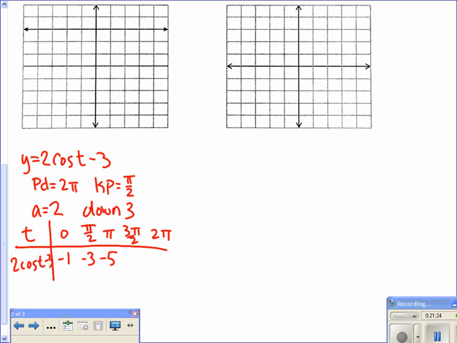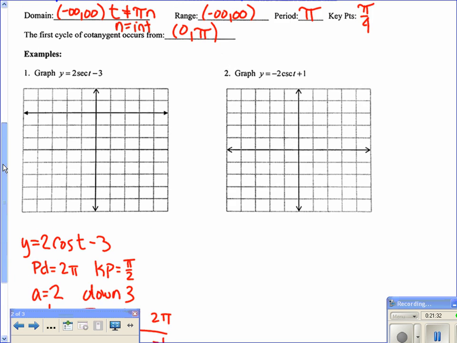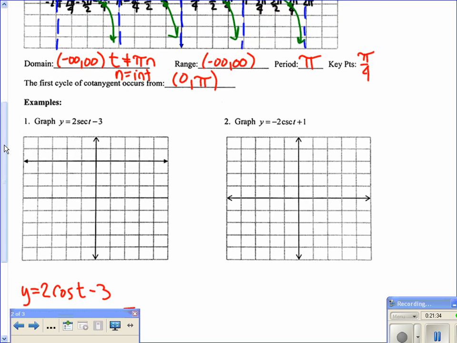If I plug in 3 pi over 2 for t, I'm going to end up with negative 3. And when I plug in 2 pi, I get negative 1. So those are the values on my graph. If I go up here, I can graph those. The first thing I want to do is always plot my x-axis: pi over 2, pi, 3 pi over 2, 2 pi.